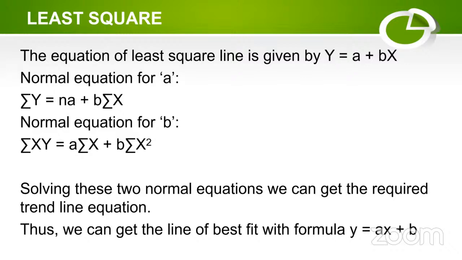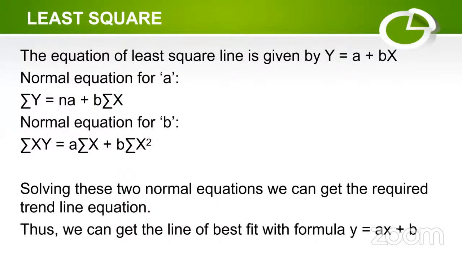And the normal equation for our y is different from that of the linear piecewise interpolant method we saw earlier. Here, the normal equation for a is given as the sum of our y values equals n, which is the number of nodes, times a, plus b times the sum of our x values. And the normal equation for b is given as the sum of xy, which equals a times the sum of x, plus b times the sum of x squared. Solving these two normal equations will help us get the required trend line equation, y equals a plus bx.